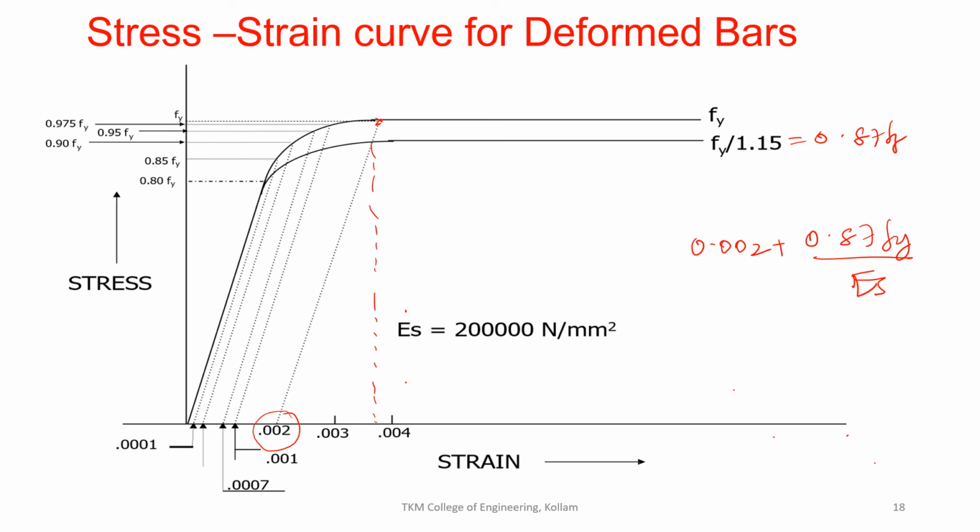So this is very important. You need to understand how you arrive at these values, that is the values for your concrete, 0.446 fck, similarly 0.00108 strain, 0.87 Fy, 0.002 plus 0.87 Fy by Es. Those things you need to understand more clearly, then it will be easy for you in the upcoming lectures.